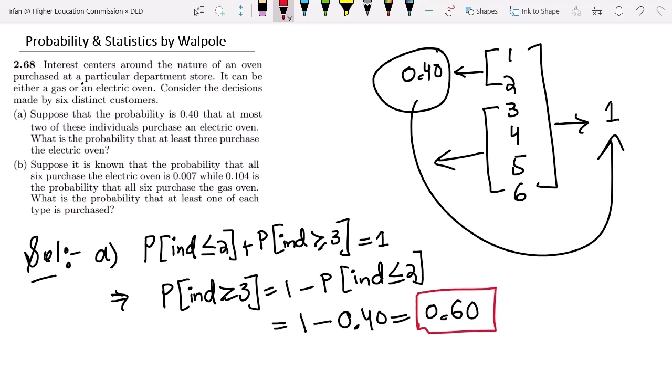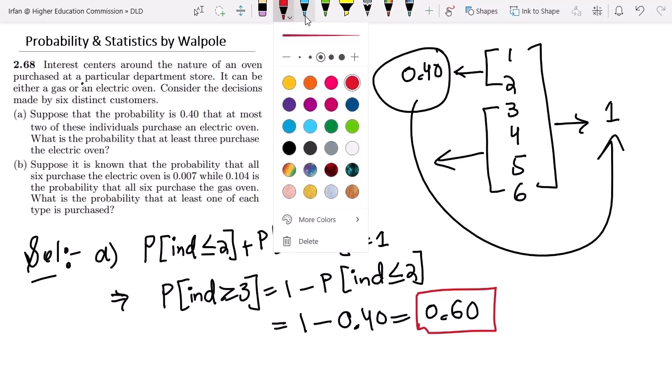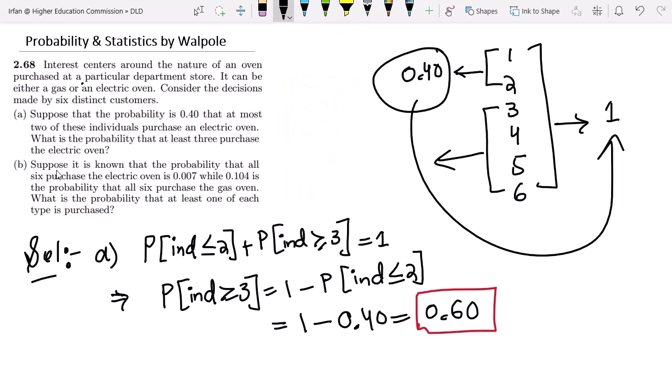Similarly, in order to solve part B of our question, what do we have to see? We have to look at the statement here, and suppose it is known that the probability that all the 6 purchase the electric oven is 0.007, while 0.104 is the probability that all 6 purchase the gas one. Okay, so this is the probability that all of them will purchase the gas one, while this one is for the electric one.